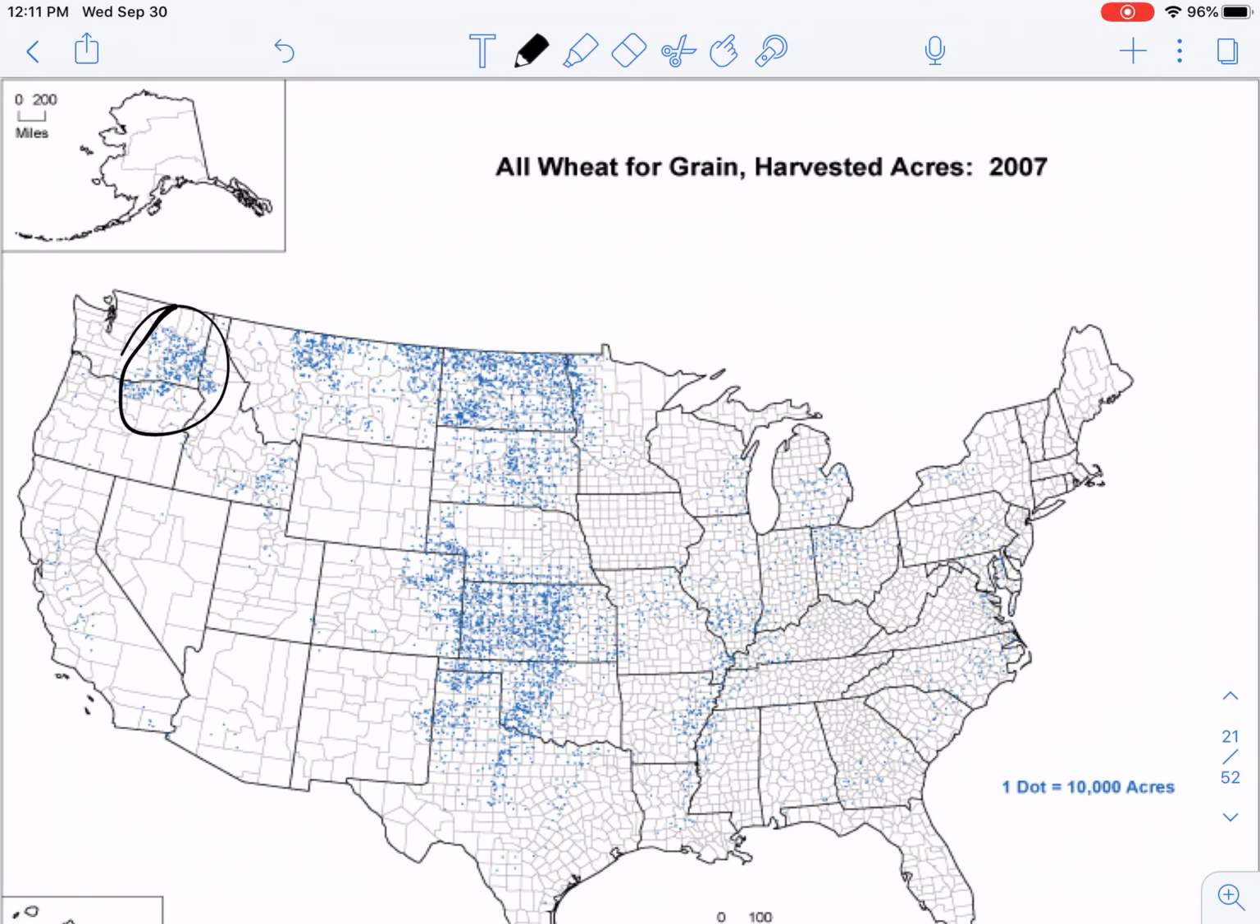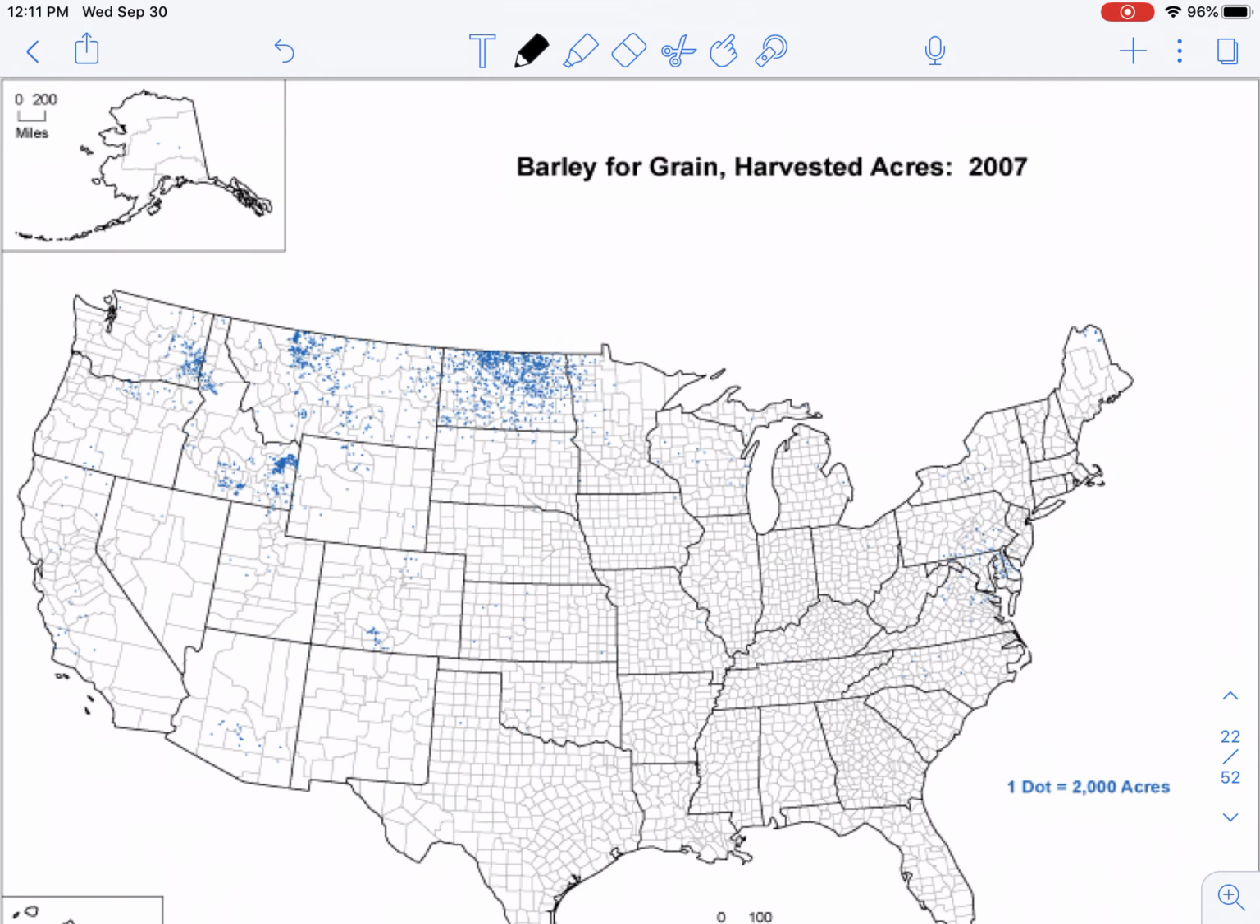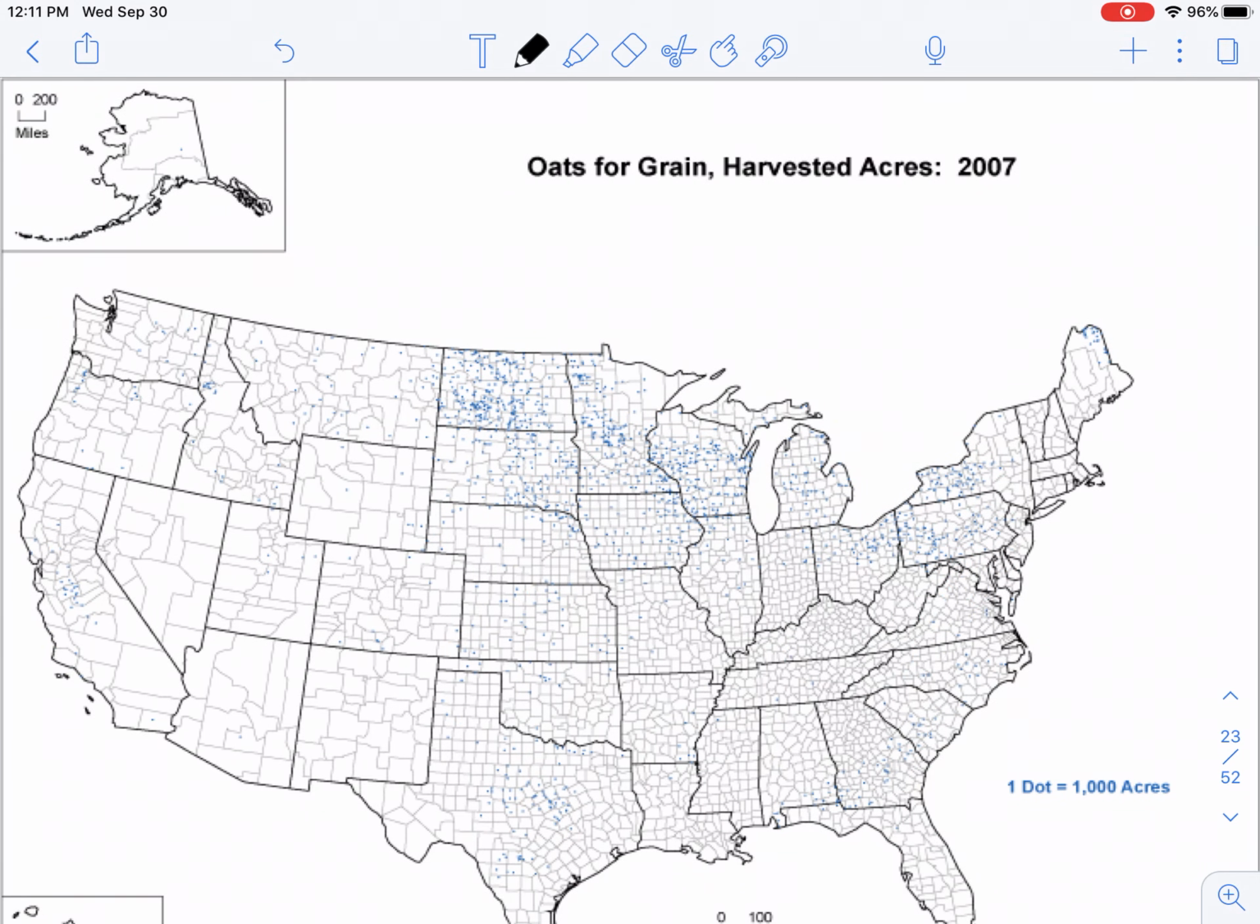So here's that Palouse region. You have the upper Midwest, and you have the breadbasket of the United States, Nebraska on down to the northern part of Texas there. So notice it's just west of where a lot of the mixed crop and livestock farming is done. Grains and oats, barley, up the North Plains.